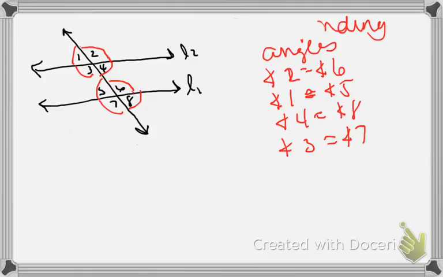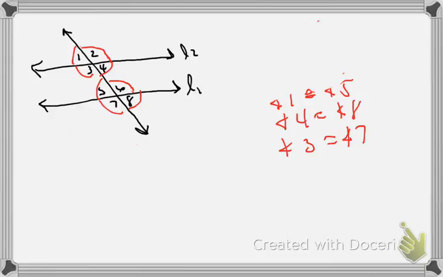Now, when I say these are corresponding, that means these are all equal to each other. So 2 and 6 could be 30, but 1 and 5 could be 150. Just make sure you know that.